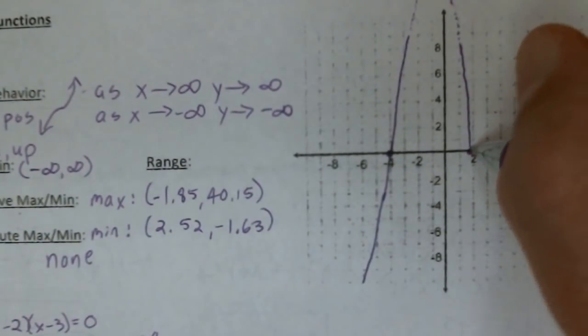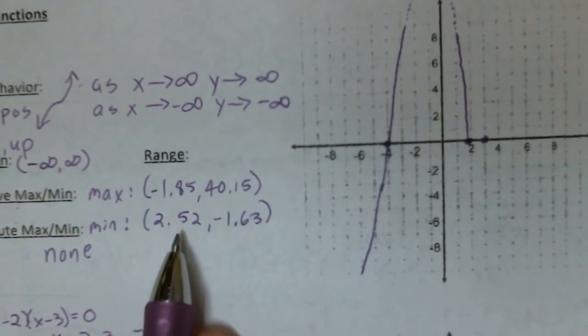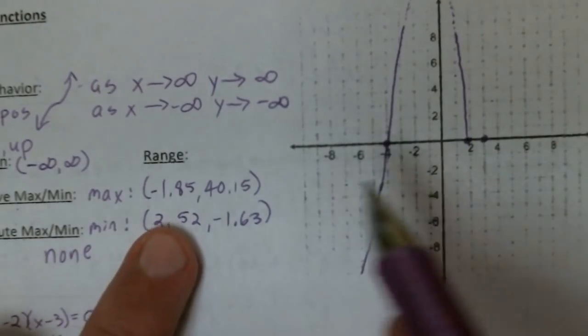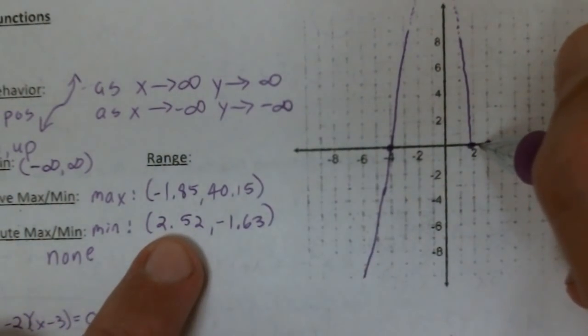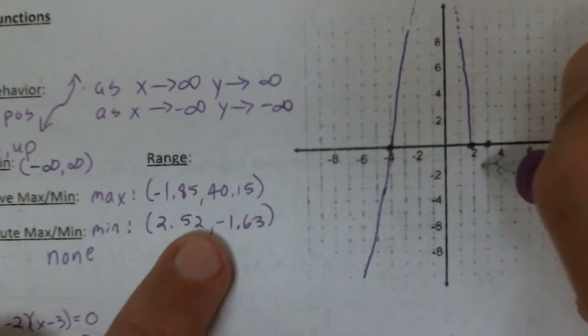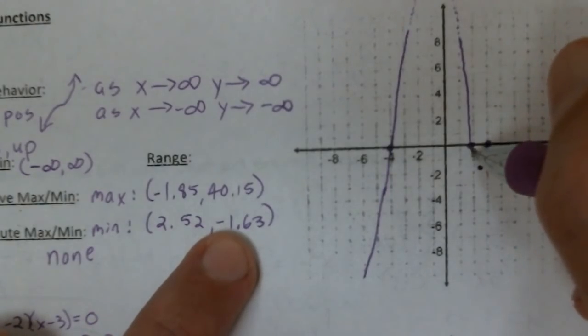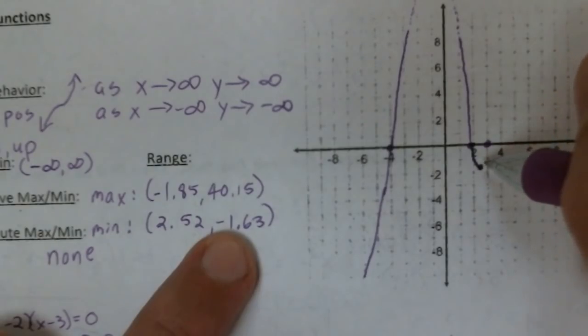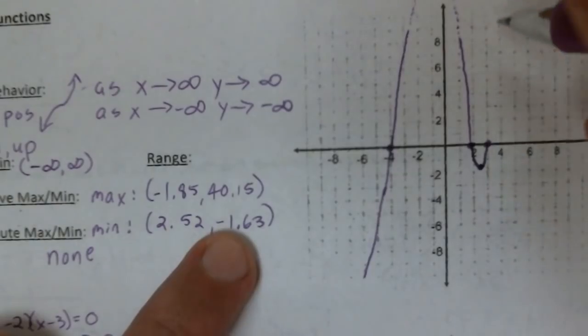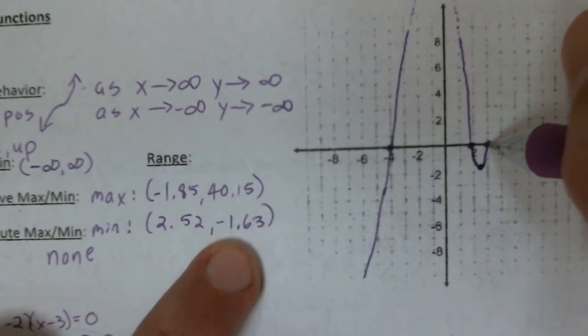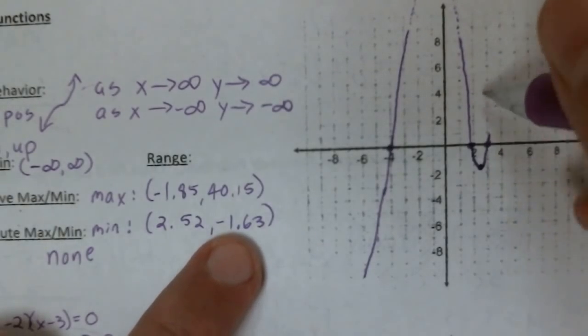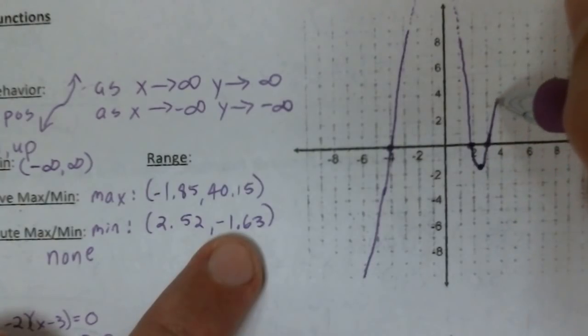and then I'm going straight through 2, and then I've got this relative min at 2.5, negative 1.6. So that's about 2.5 and almost negative 2. That's that spot right there. So there my graph is going to turn around there, and it's going to go back up through my other 0 of 3.